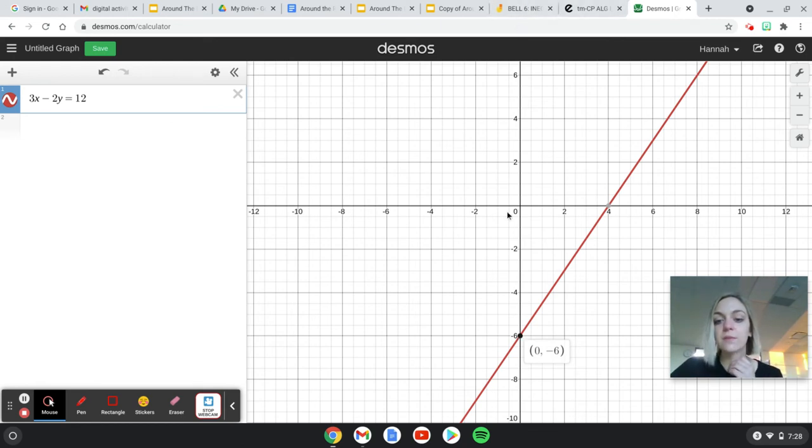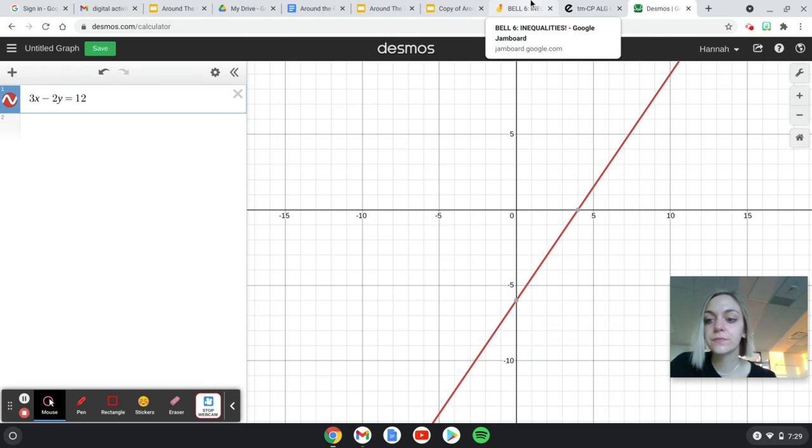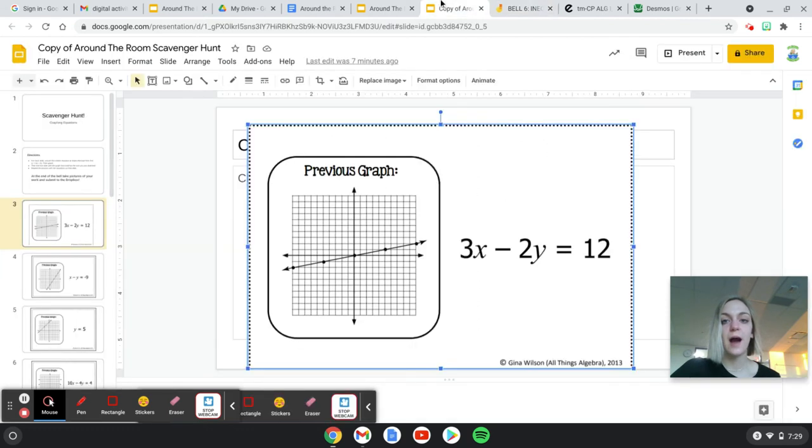And then if I'm looking for my rise over run or my slope, I see that I go up 1, 2, 3, and I'm going over 1, 2. So two ways that you could find what the equation is in slope-intercept form. Now we need to go back to our slides here and find the graph that matches this.